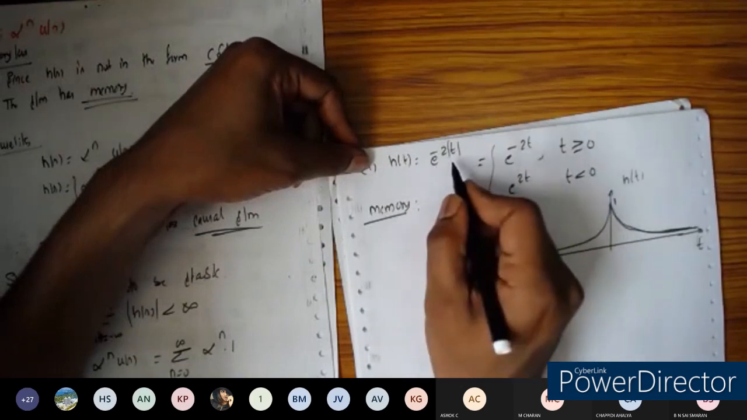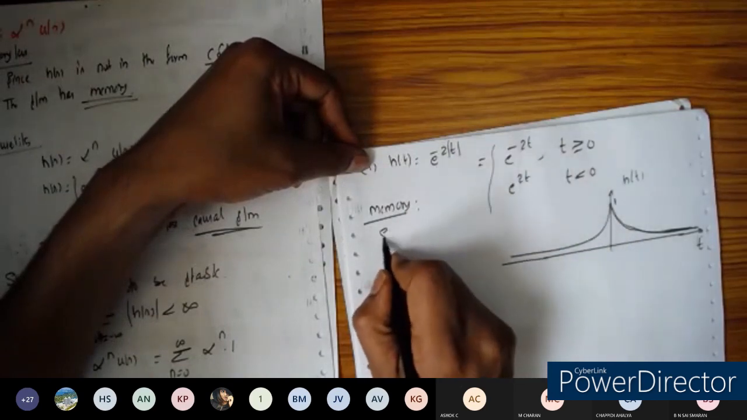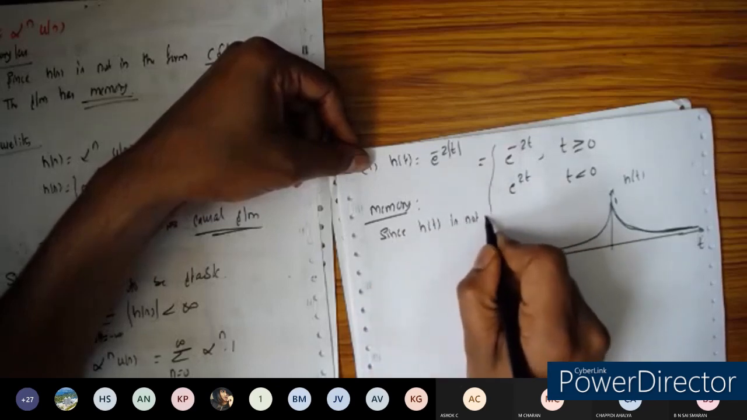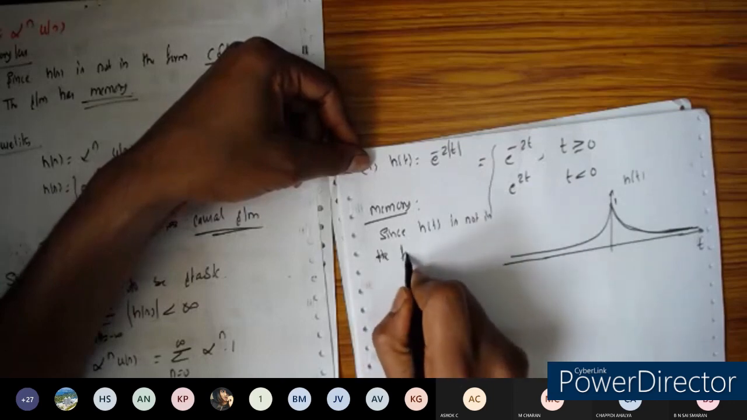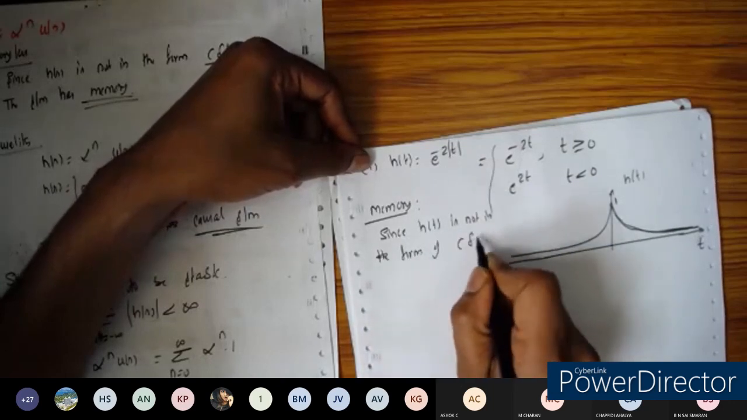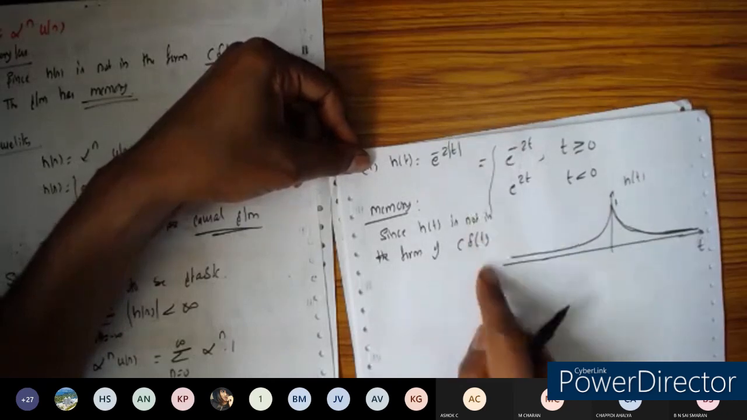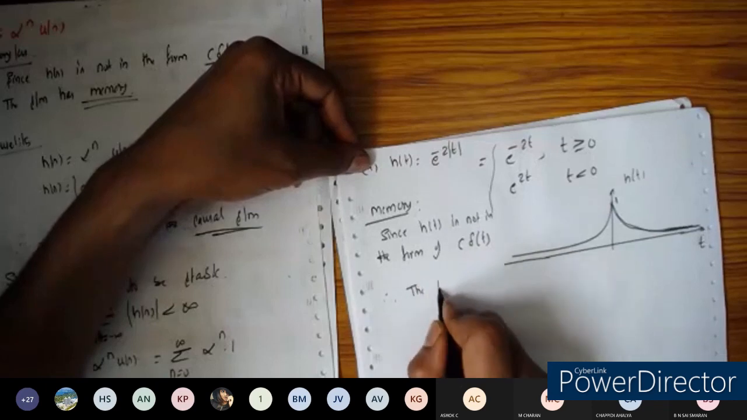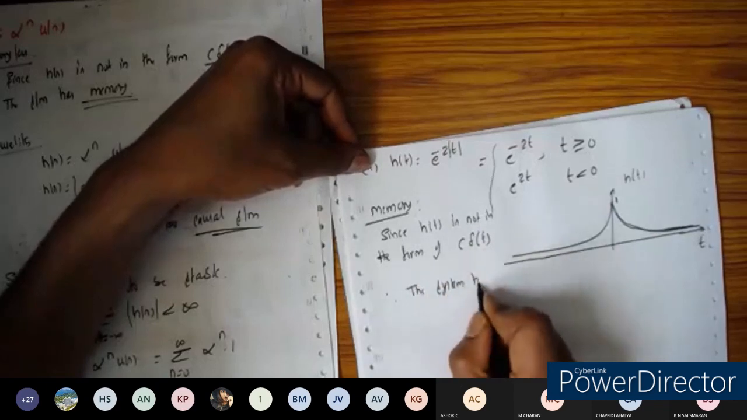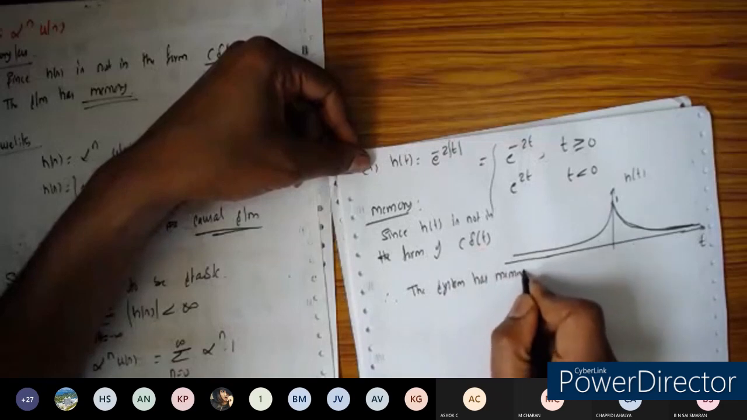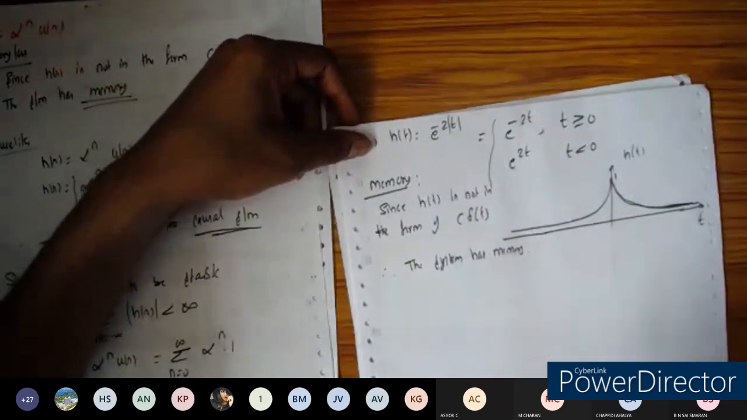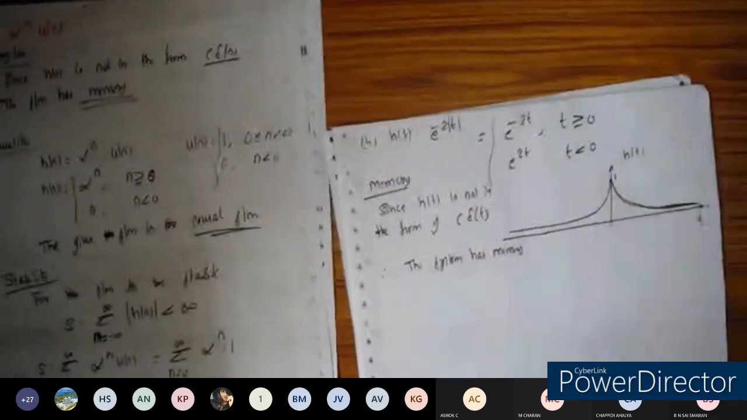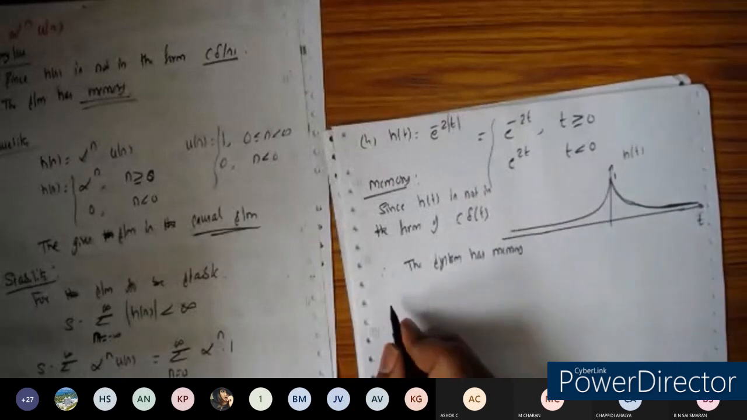Because h of t is not in the form of c into delta of t, therefore we can say the system has memory here. It is not in the form of c into delta of t; it is in the form of something with an exponential term. So we can say it has memory.